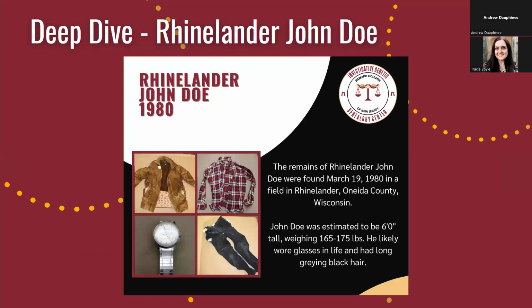The next identification was for Rhinelander John Doe. His remains were found March 19th, 1980 in a field in Rhinelander, Wisconsin. He was estimated to be 6 foot tall, weighing 165 to 175 pounds, and he likely wore glasses.